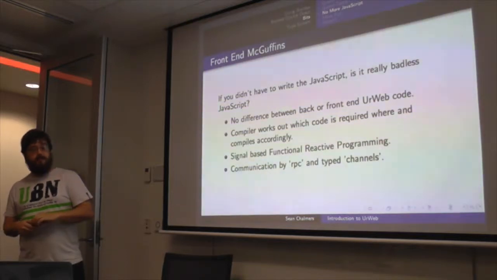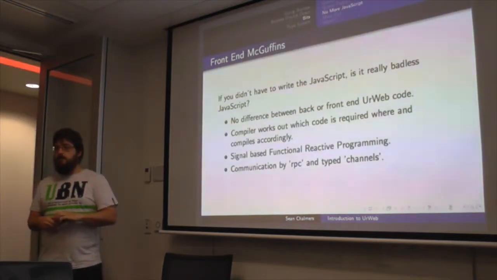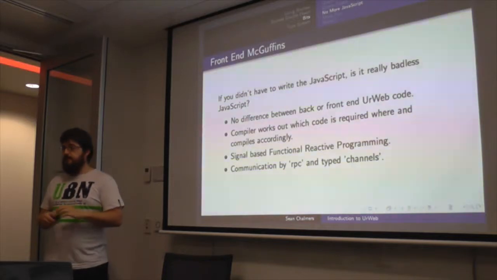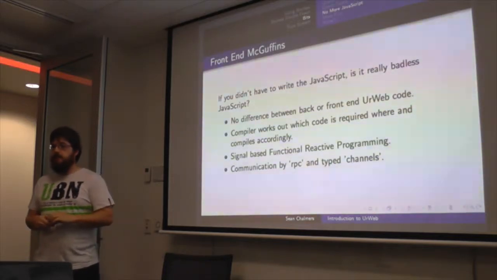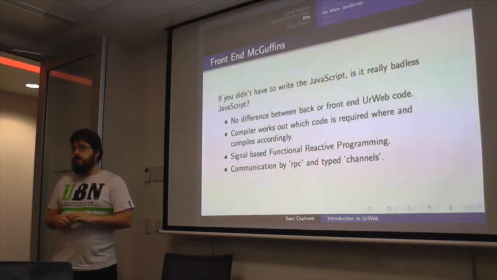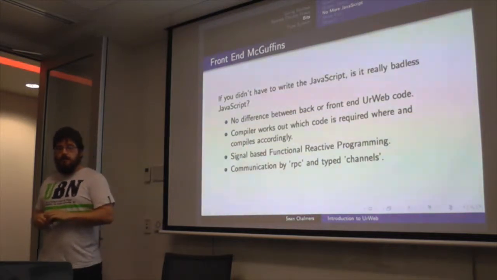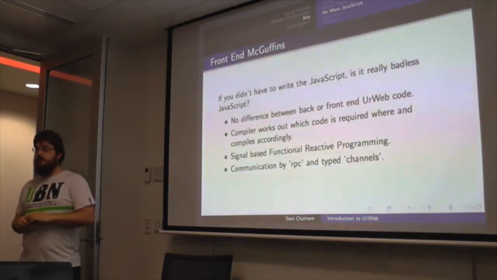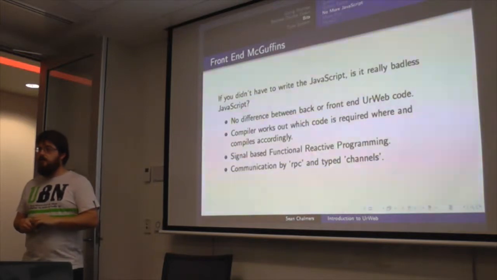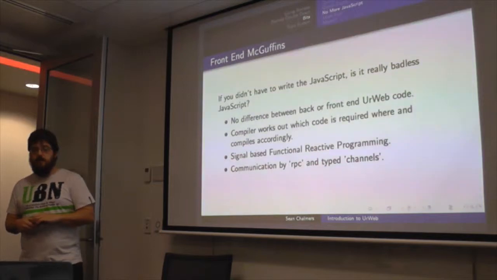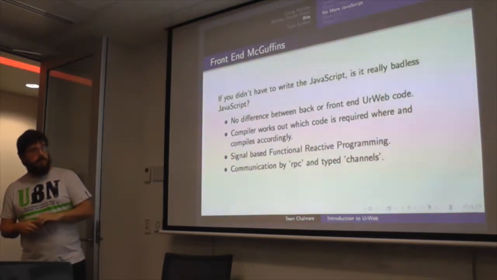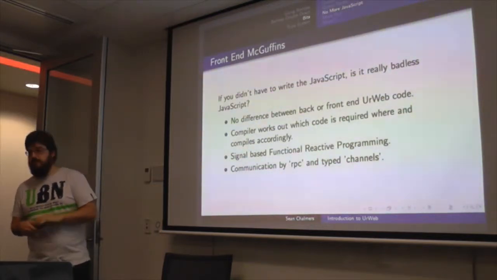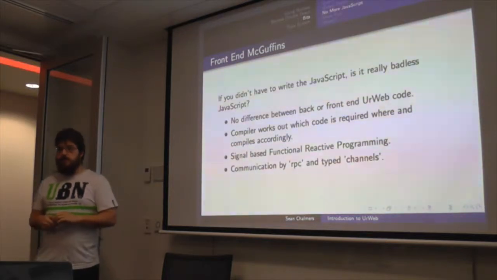So just a bit on the front end, everything in UrWeb is basically written in Ur. There's no need to call out to external JavaScript libraries unless you need some special functionality. The UrWeb compiler, during a couple of its phases, actually works out which code needs to be compiled for the front end and which is to be kept for the back end, and separates it out accordingly. It produces all of the JavaScript you need for the front end.